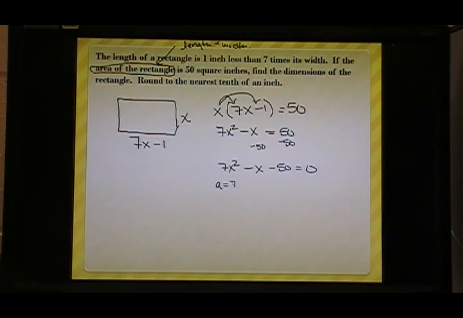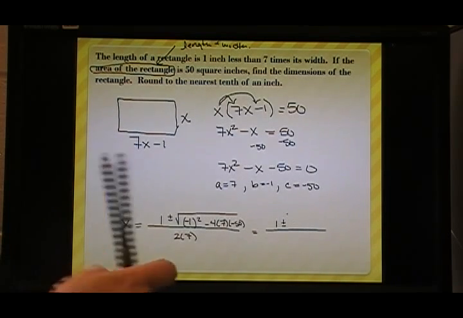So if I do, I have a is 7, b is negative 1, and c is negative 50. These are the values I would use in the quadratic formula. So I have x equals, opposite of b is positive 1, plus or minus the square root. B is negative 1 squared minus 4 times 7 times negative 50 all over 2 times 7.